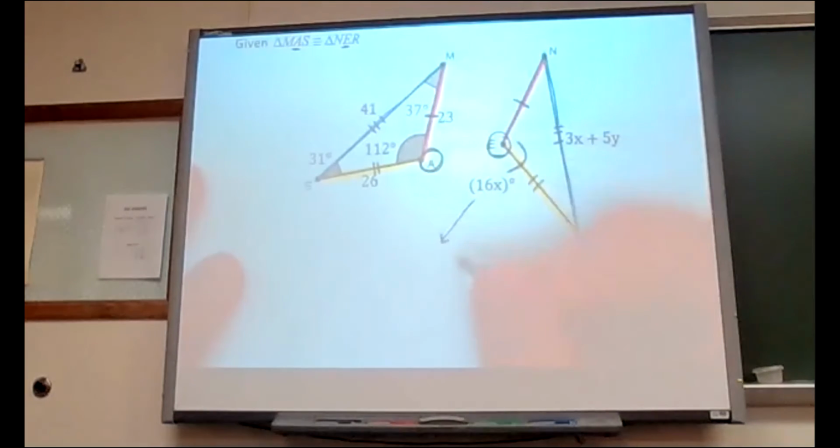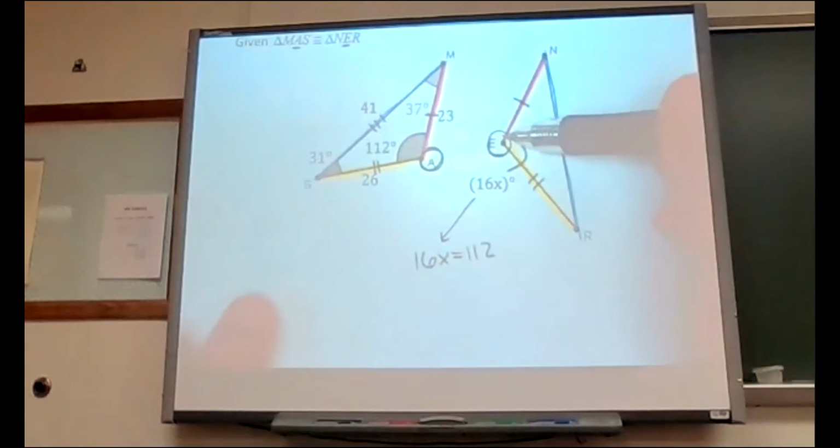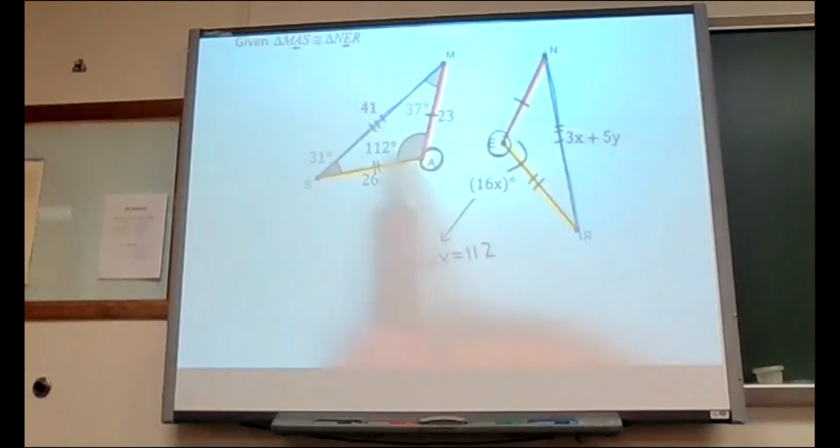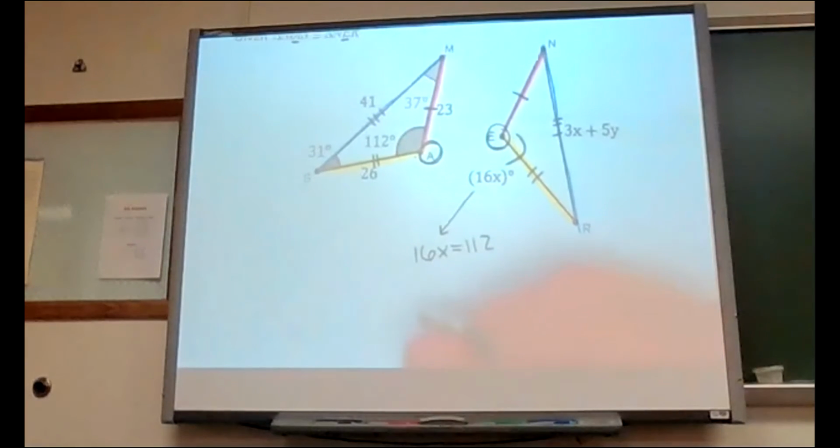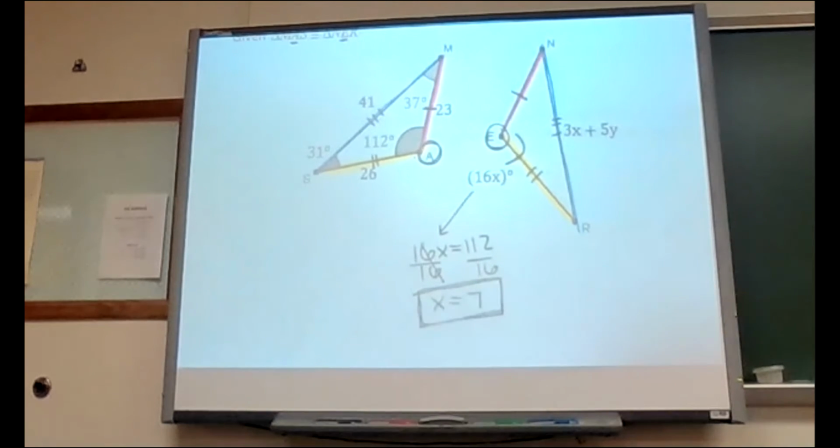So in terms of this one, 16x must equal 112. E must correspond to A because of the way this statement is written. And then I can divide by 16. And 112 divided by 16 is 7. Okay, so there's x.